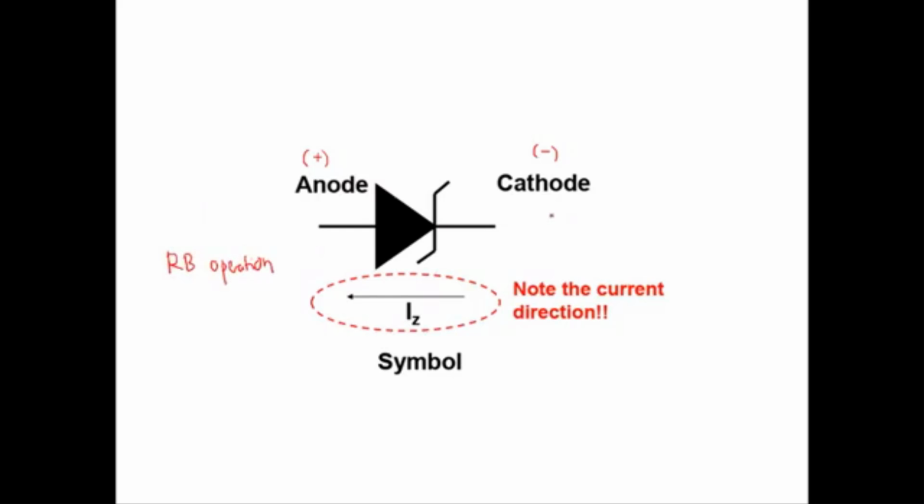So we apply positive voltage at the cathode and negative voltage at the anode. By applying reverse bias operation, the current will flow from cathode to anode. So you need to take note of the current direction. It's from cathode to anode. This is the direction of the Zener current IZ.